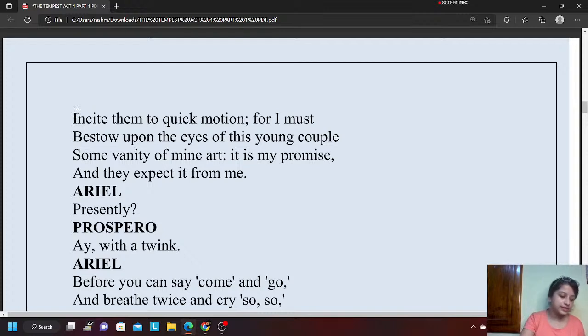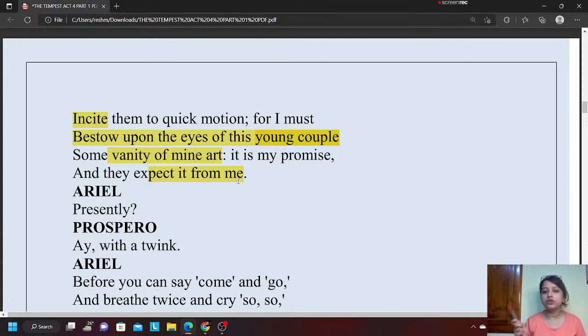Incite them to quick motion means tell them to come as fast as possible. For I must bestow upon the eyes of this young couple some vanity of mine art. That means I must show this couple some show of my art. Your answer: why does he call them over here? Because he wants them to perform according to Prospero's magical powers. Why do they have to perform? This would be like an entertainment for the young couple. It is my promise and they expect it from me. If you read between the lines, you can understand that Prospero wants to show them how powerful his magic is.